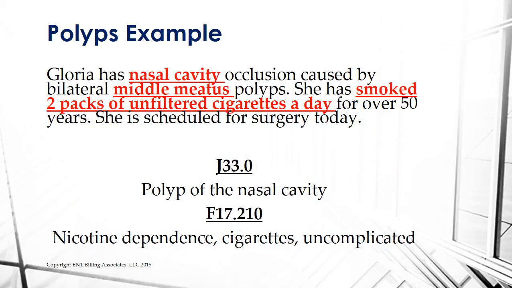In our polyp example, this documentation does a great job of covering both the site of the polyp and any contributing factors. We can see that the documentation specifically states that the patient has middle meatus polyps and that the patient smokes 2 packs of cigarettes per day. Therefore, we can derive our 2 codes. The J33.0 is used for the polyps of the nasal cavity, and the F17.210 signifies the nicotine dependence cigarettes.